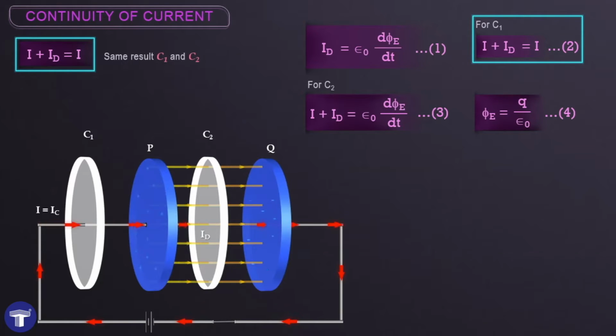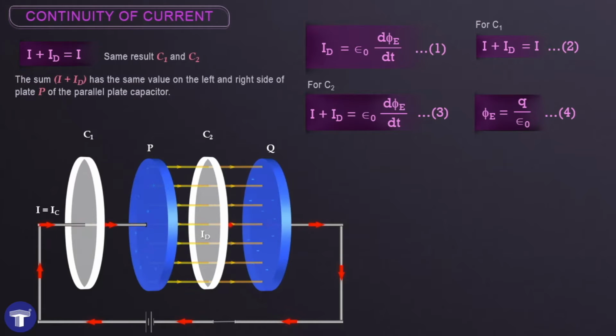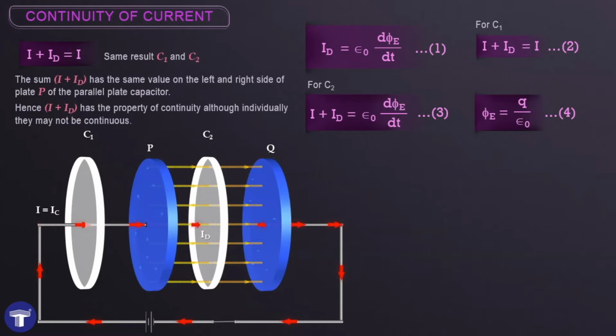And therefore this proves that we receive the same result whether you look at loop C1 or loop C2. And so we have claimed that the sum I plus ID has the same value on the left and right hand side of the plate P of the parallel plate capacitor. And in general, it means that the sum of displacement and conduction current is a constant across any closed loop and will not change. Hence, we say that I plus ID has the property of continuity. Remember, it is this addition that has the property. Individually, I and ID are not remaining constant. Together, they are constant through any closed path.